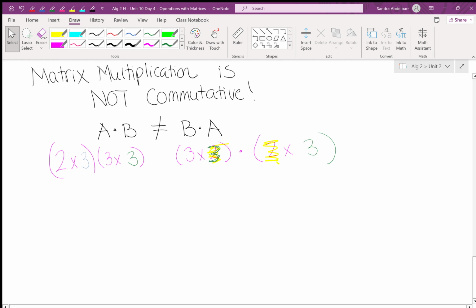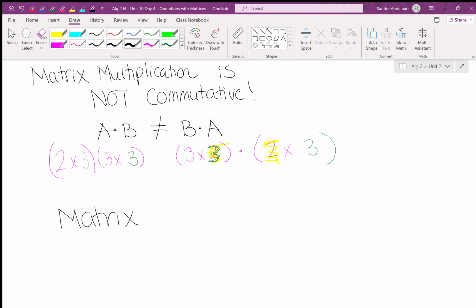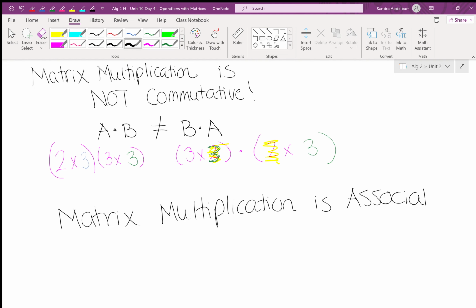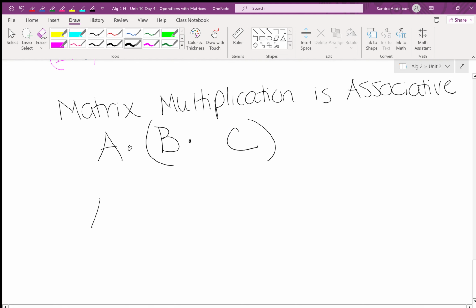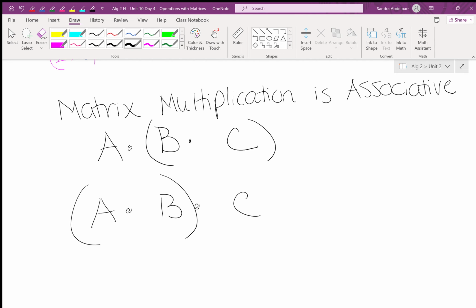It is associative though. What does that mean? If I have A times B times C, you can change not the positioning, but the grouping. So I can multiply B times C first, or I can multiply A times B first. It's all going to work out.